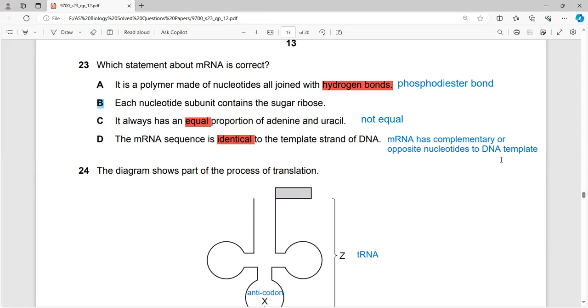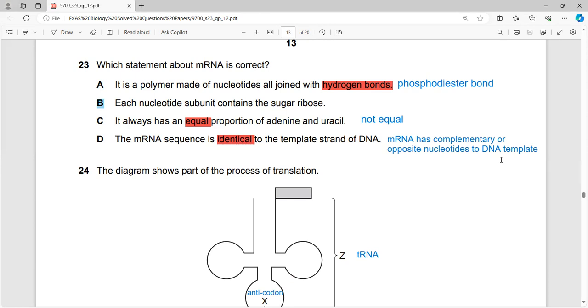Second, each nucleotide subunit contains the sugar ribose. That is the correct option, because every nucleotide contains one phosphate group, one ribose sugar, which is a 5 carbon sugar, and one nitrogenous base. So that's the correct statement.